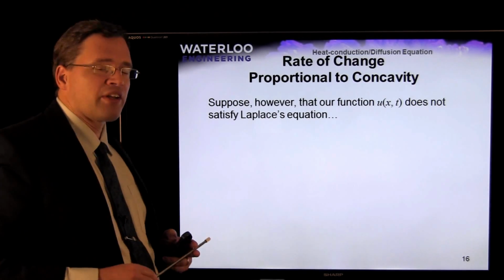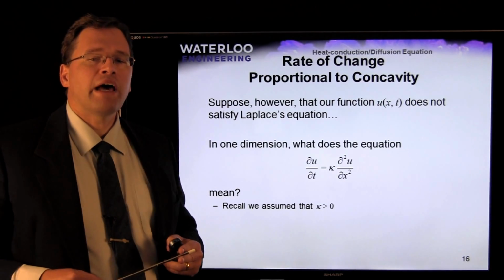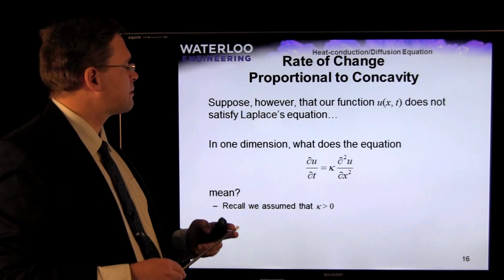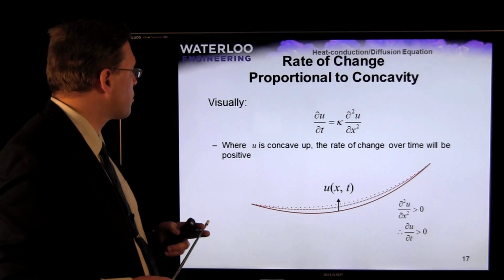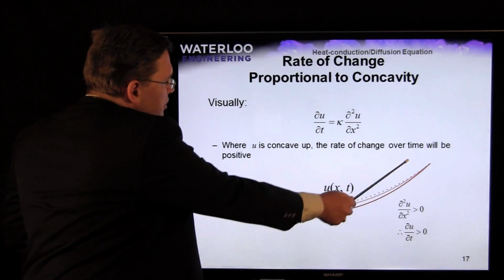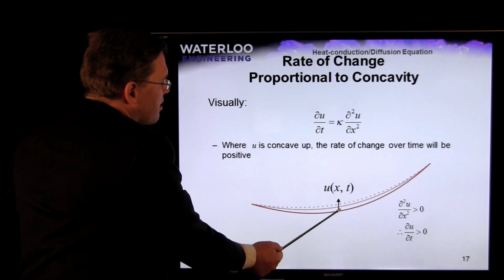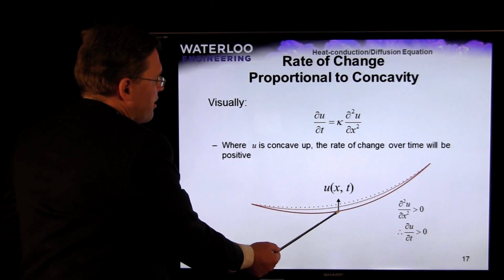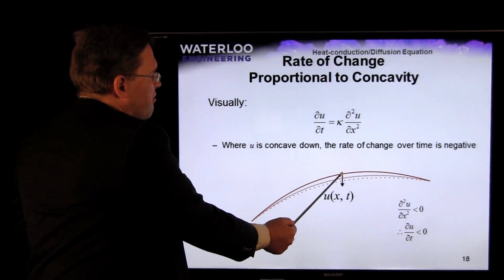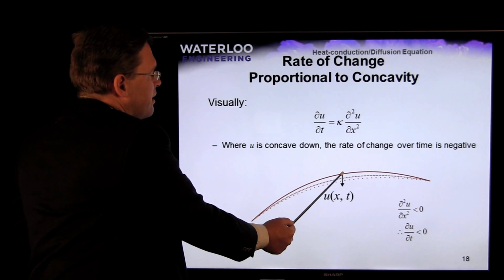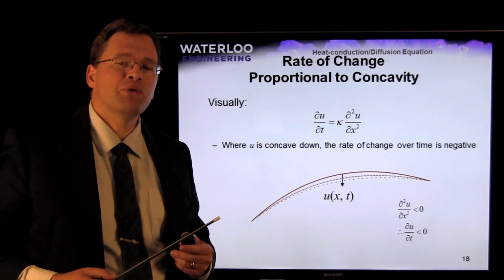However, suppose that our function does not actually satisfy Laplace's equation. This is more interesting. And so now we know that the rate of change is proportional to the concavity. But what does that actually mean? Now recall that kappa is assumed to be greater than 0. So visually, wherever u at a point is concave up, as in this example, then over time the value at this point x will start moving up. Similarly, if we're at a point where the function at a particular time is concave down, then over time at that point the function will be moving down.